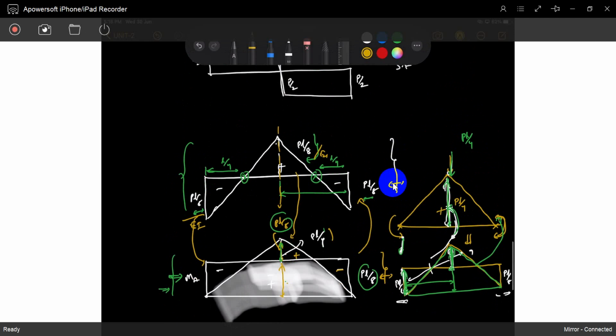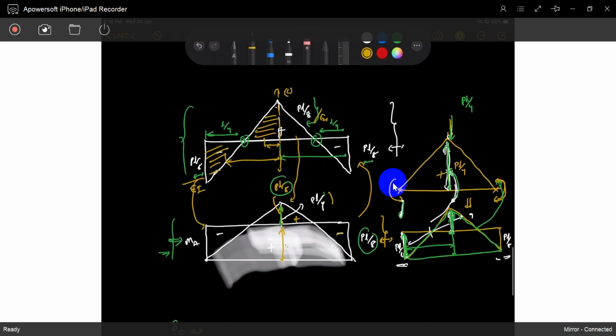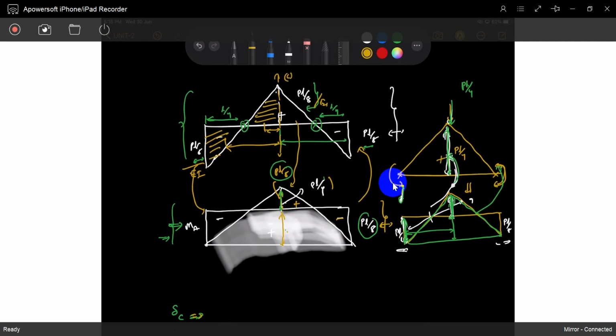This is C, no? So you can write this area and this center of gravity. This is negative, and this area and this center of gravity you can find out. Sir, that is difficult, so that's why I choose these two diagrams. One thing is positive.